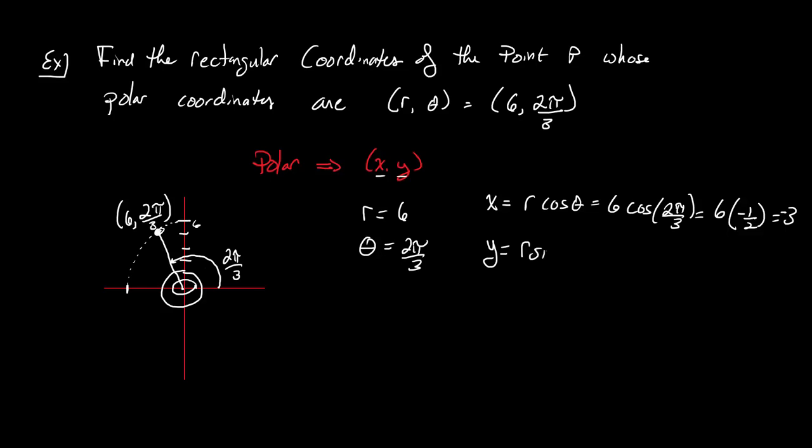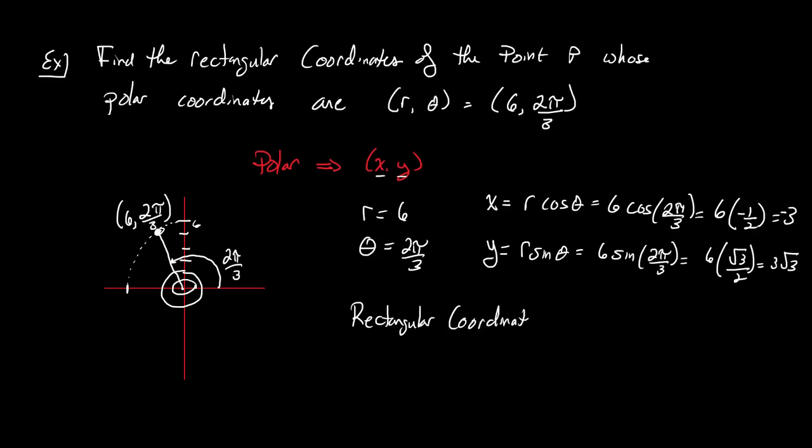So this will be r sine of theta, which gives us 6 times sine of 2 pi over 3. And this will be 6 times square root of 3 all over 2. And this is 3 square root of 3. So therefore, the rectangular coordinates of P are x comma y, and this equals negative 3 comma 3 square root of 3. So that's how we're able to convert from our polar coordinates to our rectangular coordinates. So we have negative 3 comma 3 square roots of 3.